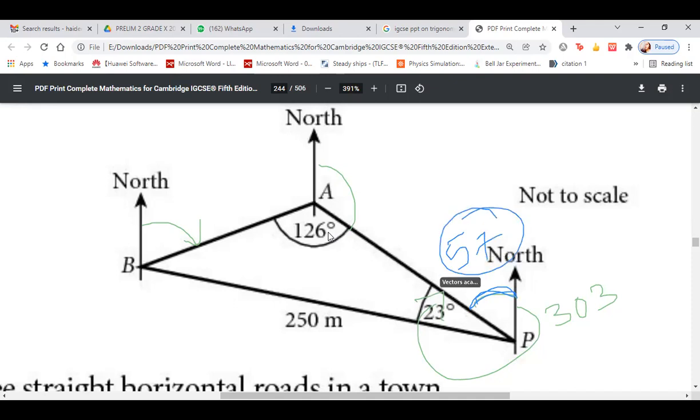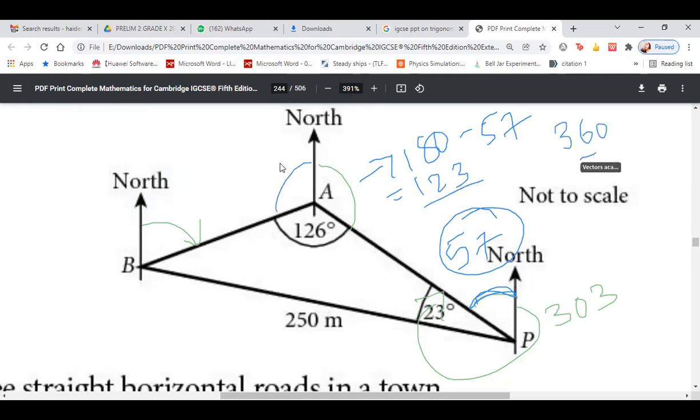If this is 57, this part will be 180 minus 57, because these two norths are parallel to each other. That is equal to 123 degrees. Now this is 126, this is 123, so this angle will be 360 minus 126 minus 123, which is 111. If this angle is 111, this angle would be 180 minus 111.